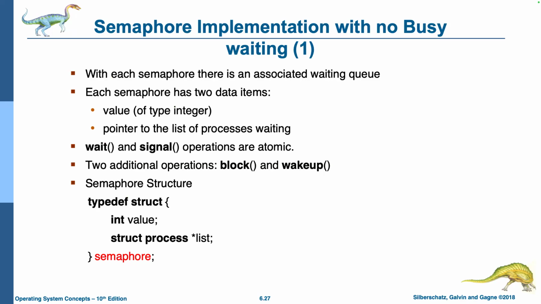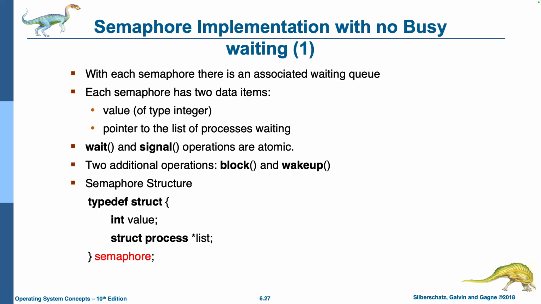And then wait and signal must be atomic. There are two additional operations, block and wakeup. Block puts the process to sleep; wakeup puts it into the CPU ready queue. This is the data structure, the value and the list of the waiting queue. This is the implementation to avoid busy waiting.